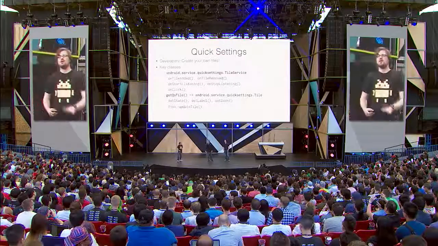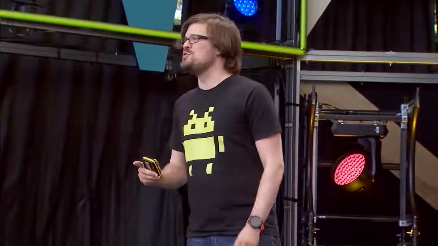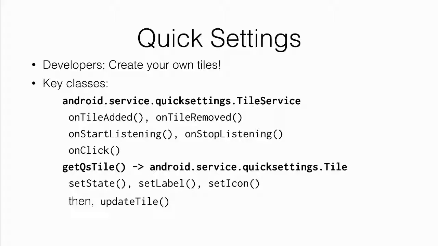But wait, there's more. So developers, if you've been playing along at home, you know from the N preview that you can create your own quick settings tiles now that any user using Android N can choose to install. So go ahead and take a look at the API docs around tile service. This creates a whole life cycle around quick settings tiles that allows you to know when the user has added the tile to the list, when the tiles are actually being looked at. So if you need to do live updates, you can do them then. And then, of course, the all-important what to do when the user clicks on the tile.